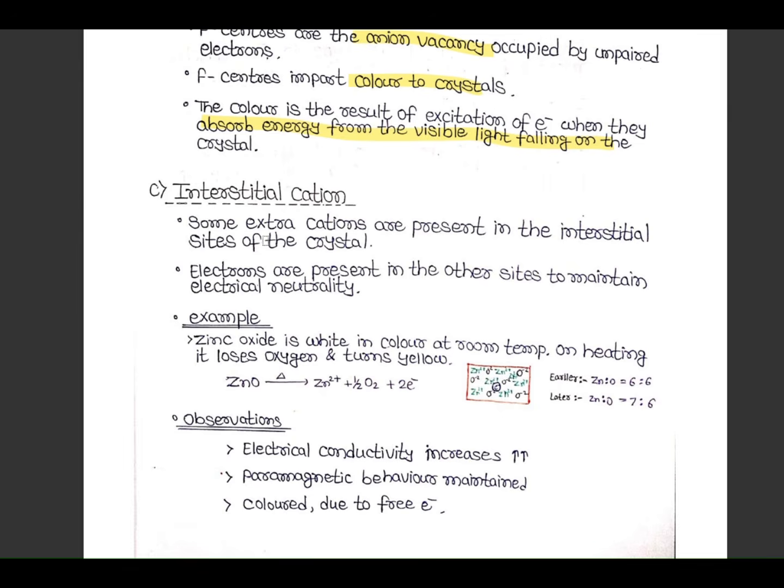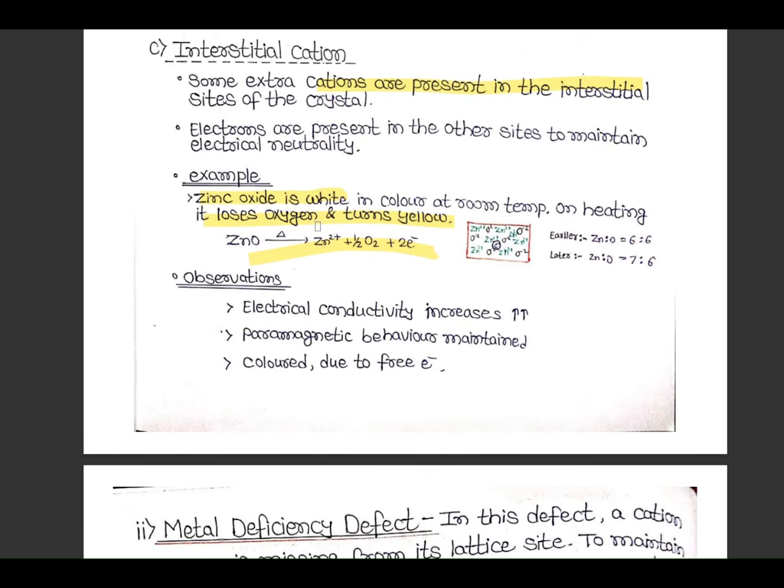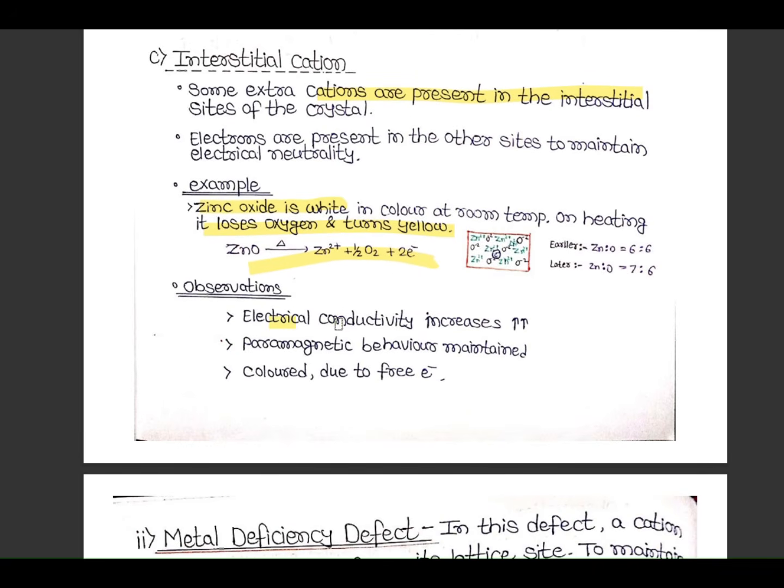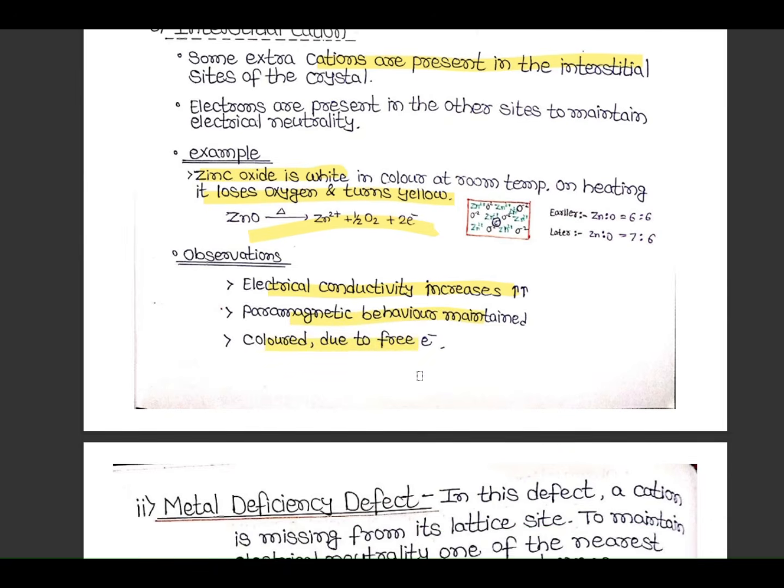Some extra cations are present in the interstitial site of the crystal. Electrons are present in other sites to maintain the electrical neutrality. Example, zinc oxide is white in color at room temperature; on heating it loses oxygen and turns yellow. Here is the equation given. Now observation of interstitial cation: electrical conductivity increases, paramagnetic behavior is maintained, color is due to free electrons.